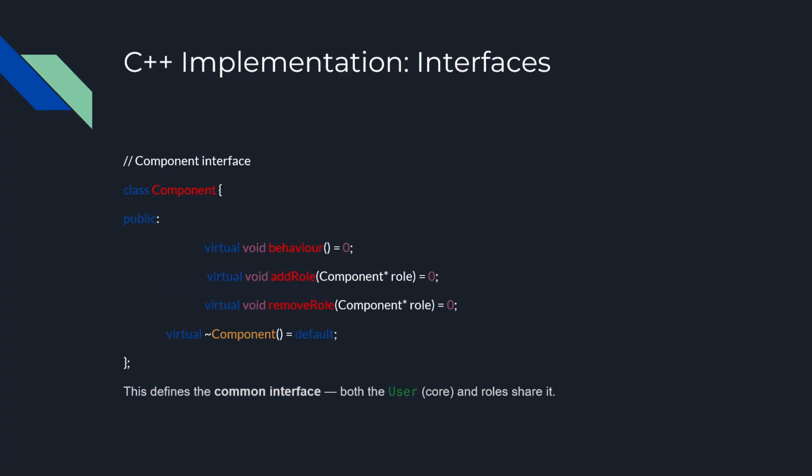So here's the C++ implementation of interfaces. The component interface defines the common methods like behavior, add role, and remove role. Both the user and the role classes implement this interface. This makes it possible to treat them interchangeably and ensures that the roles all share a consistent structure.